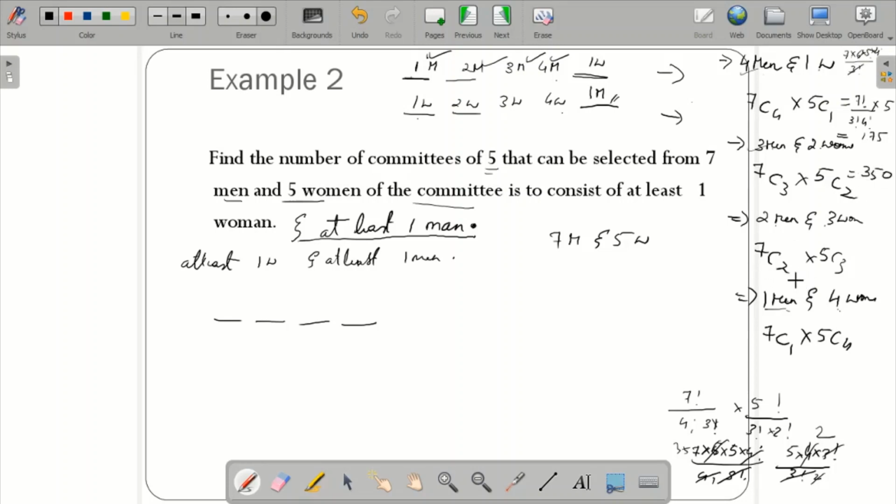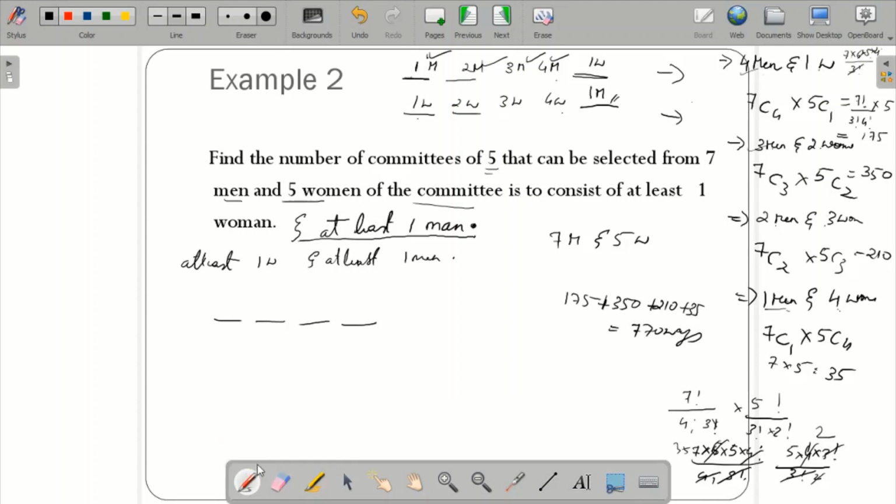And here 7C2 as well as 5C3, you'll get it as 210. You can cross verify. And 7C1 into 5C4: you know that 7C1 is 7 itself, and 5C4, based on the formula nC(n-1), you will get n itself. So here it is 7 into 5, it is 35. Finally add all these sums: 175 plus 350 plus 210 plus 35, which is equal to 770 number of ways.